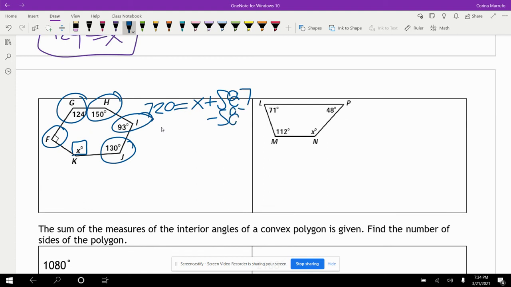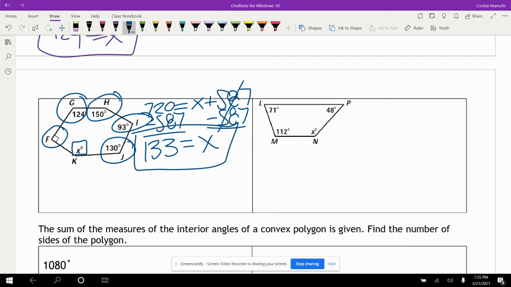Then to solve for x, we're going to subtract the 587 on both sides. That cancels. 720 minus 587 gives us 133 equals x. Okay, and the last one.